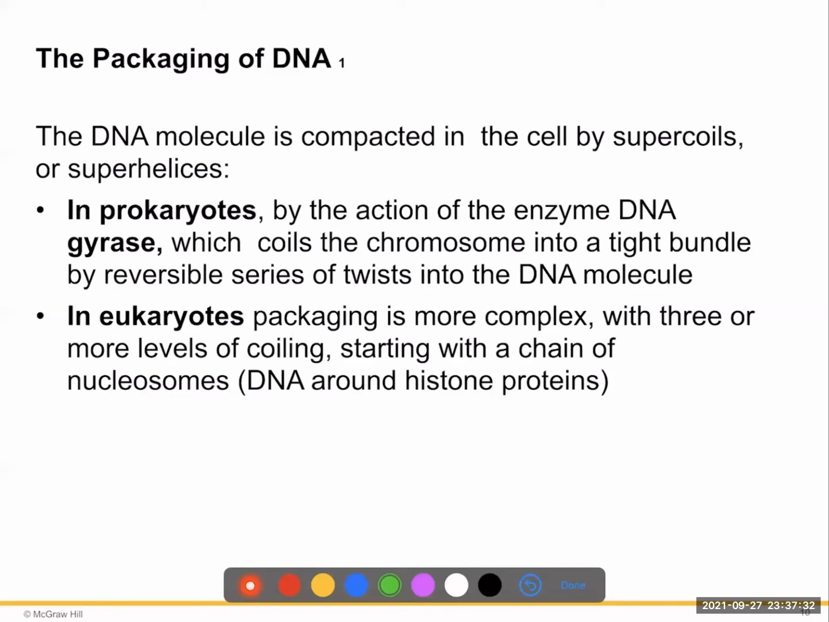that it codes for. So in prokaryotes, by the action of the enzyme DNA gyrase, chromosomes coil into a very tight bundle, a reversible series of twists introduced into the DNA molecule. It twists them very tight, then it opens back up, and that gene can be expressed or used. In eukaryotes, it's a little more complex. There are three-dimensional levels of coiling, starting with chains of nucleosomes, where DNA wraps around proteins called histones. These little balls allow the DNA to condense very tightly, and those form visible chromosomes.